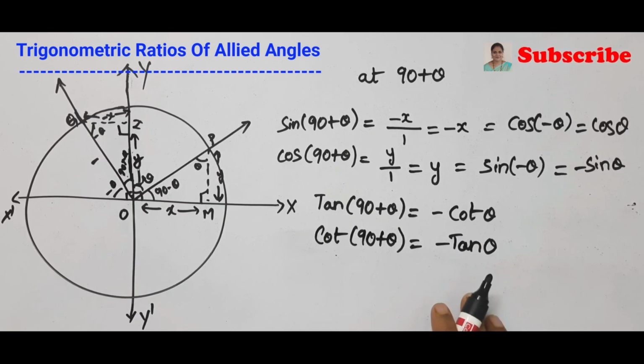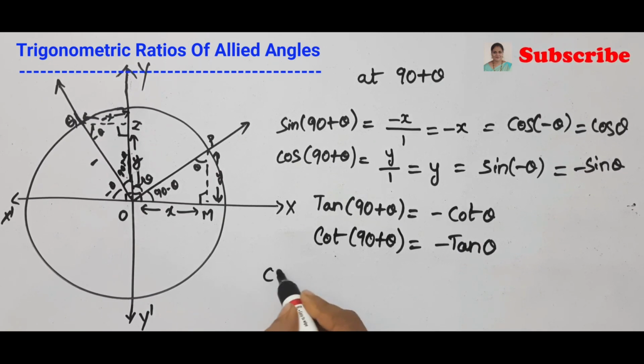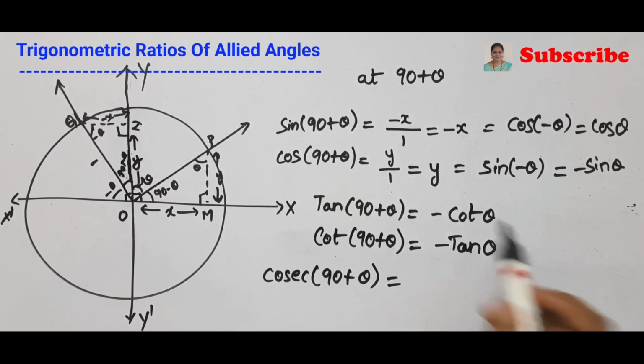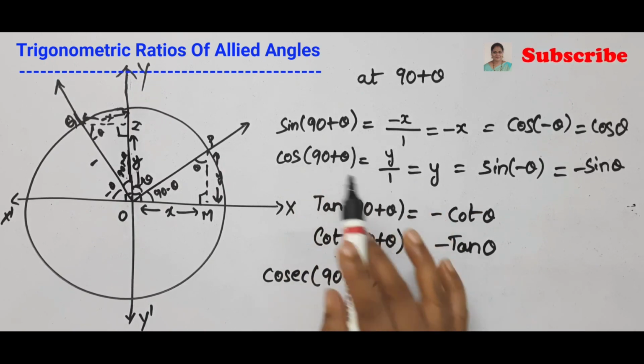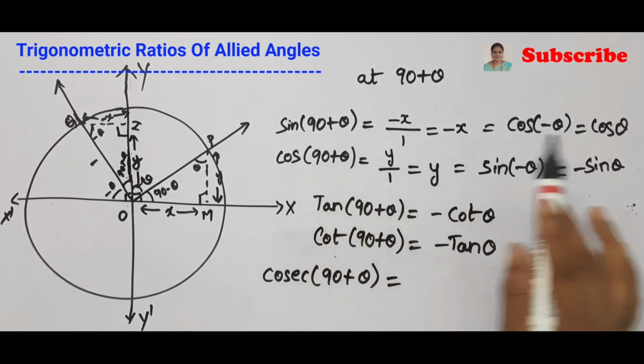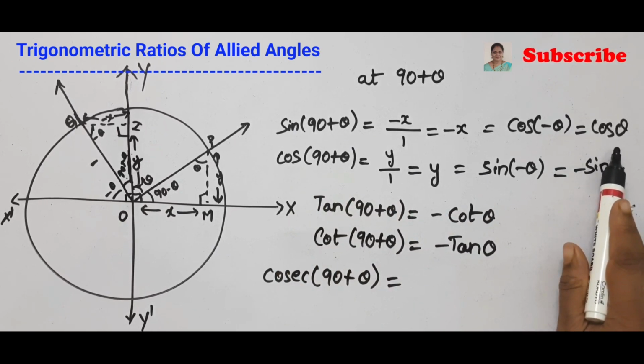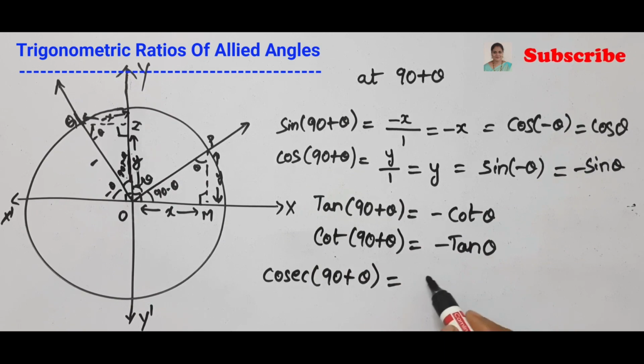So we got cot of 90 plus theta. Now cosecant of 90 plus theta. Cosecant of 90 plus theta is nothing but the reciprocal of sin of 90 plus theta. So 1 by sin of 90 plus theta, is it not? So we got sin of 90 plus theta as cos theta. So 1 by cos theta is nothing but secant theta. So this is secant theta.